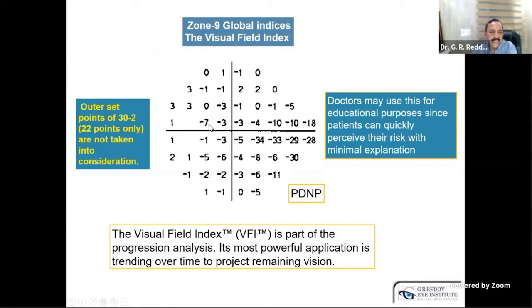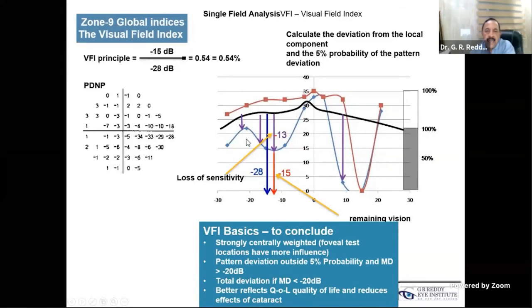Coming to the visual field index. Visual field index is derived from the pattern deviation numerical plot. And in this case also, the outer set of points are not calculated. Outer set points of 30-2 are not considered, except the 2 nasal points, and only the points of 24-2 are considered. This calculation of the visual field index is from the pattern deviation numerical plot. The base is taken as p-value less than 5%.